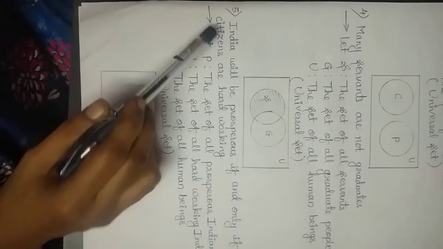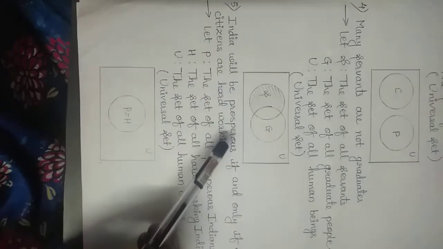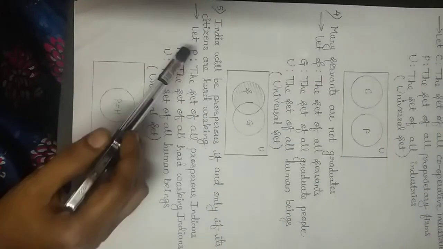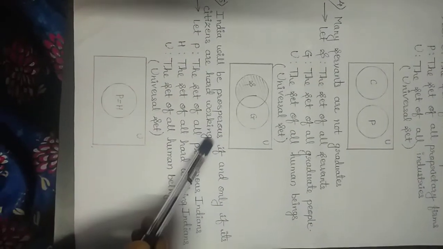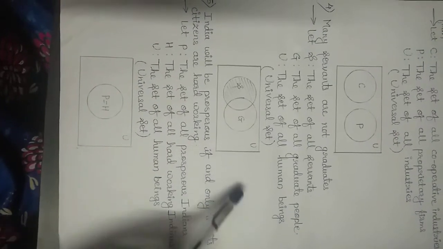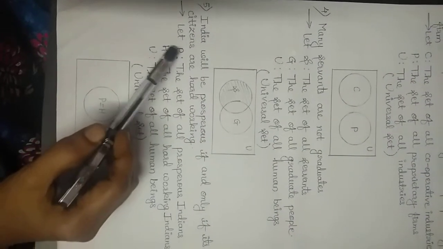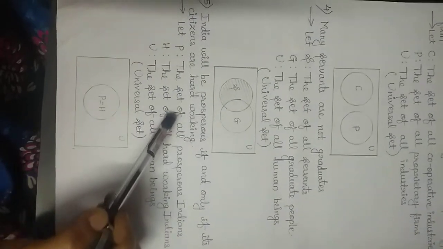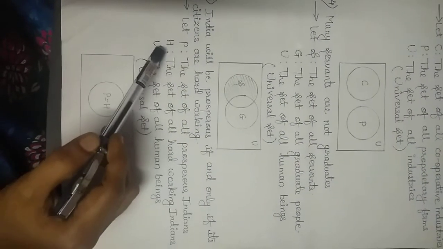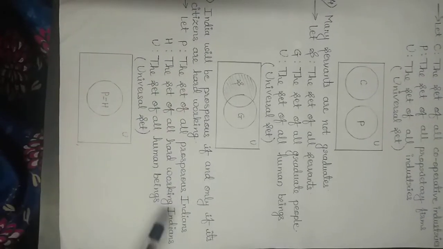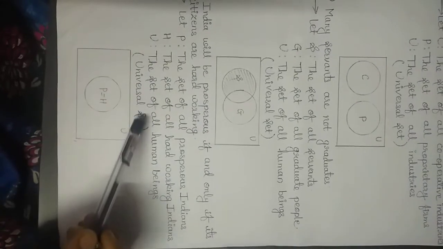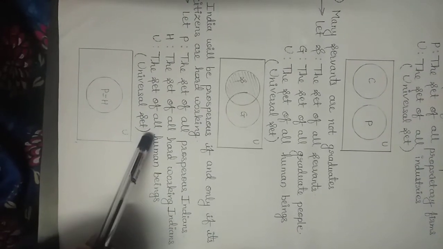Now next, India will be prosperous if and only if its citizens are hardworking. Here the logical connective "if and only if" is used. We consider P as the set of all prosperous Indians, and H as the set of all hardworking Indians. Obviously U will be the set of all human beings, which is the universal set.